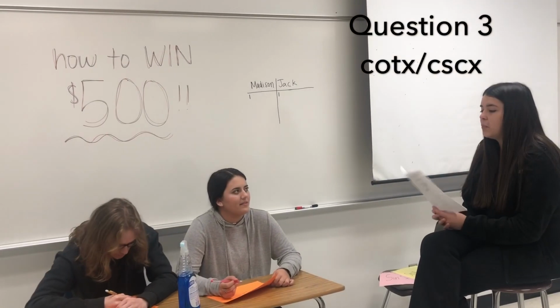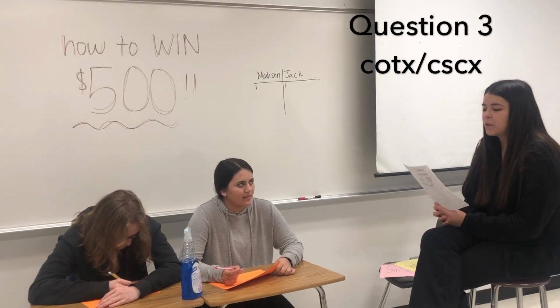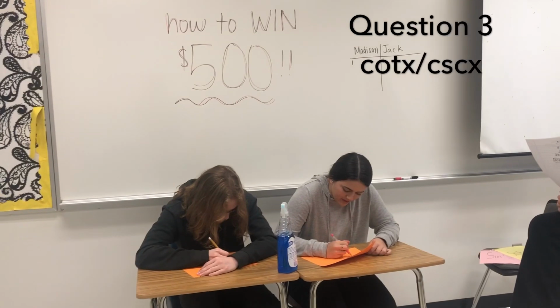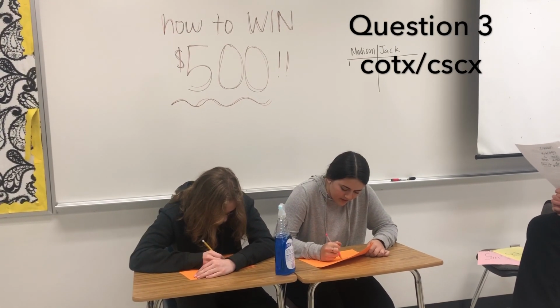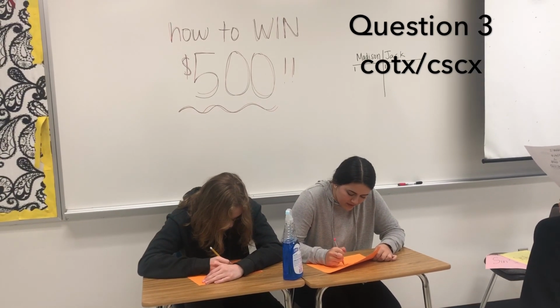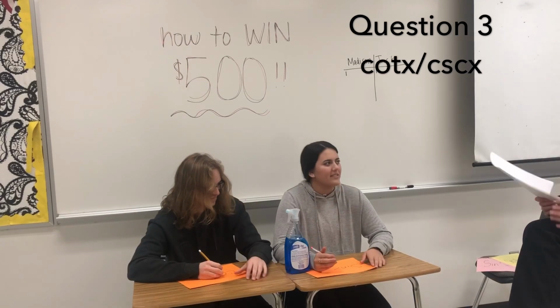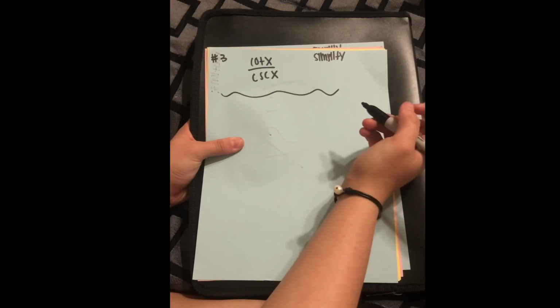Round number 3. You must answer the last problem correctly in order to win the $500. Problem number 3. Cotangent x over cosecant x. Show me your paper. That is correct, but you must show me how you worked out this problem in order to win the $500. Problem number 3. Cotangent x over cosecant x.